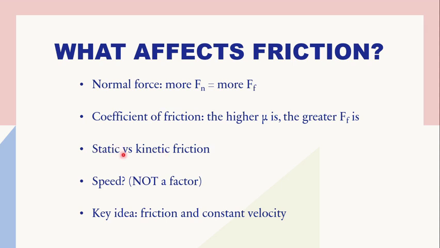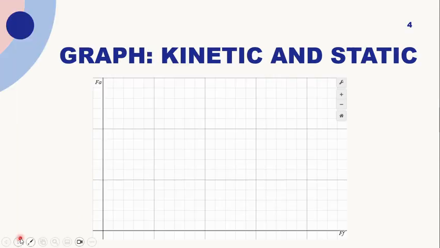Finally, whether you are measuring static versus kinetic force on an object will affect the amount of frictional force you calculate. This is because the max amount of static friction an object experiences is always greater than the kinetic friction it experiences once it has started sliding. There's no easy way to demonstrate this, but I'm going to draw a graph to show this concept.